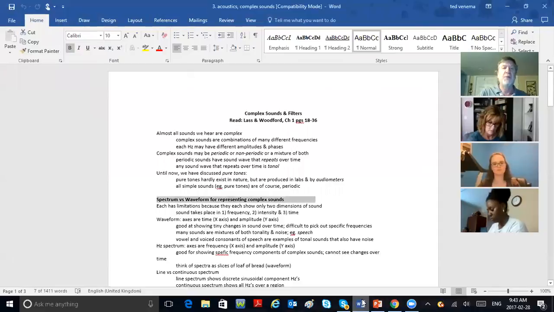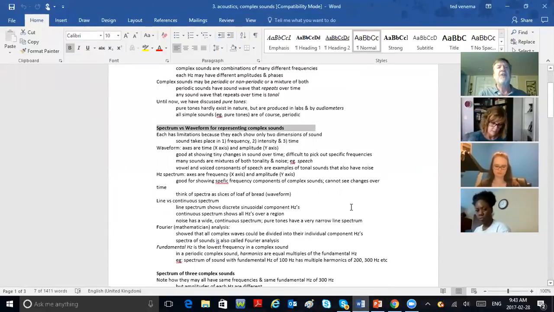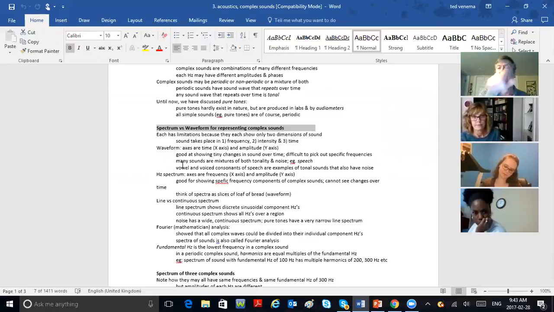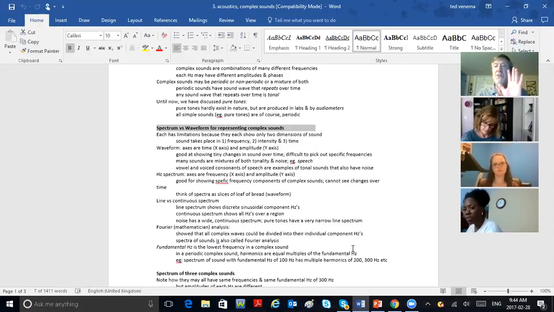We'll read as we move on down the page. A spectrum versus a wavelength, or I should say a waveform. We've described waveforms, and we did that in Unit 1. That's the sound wave going over time, and you've all seen that, okay? That's time on the horizontal, amplitude on the vertical, and you're looking at the sound waves. And we covered that in Unit 1. Spectrum is another way of representing sound.